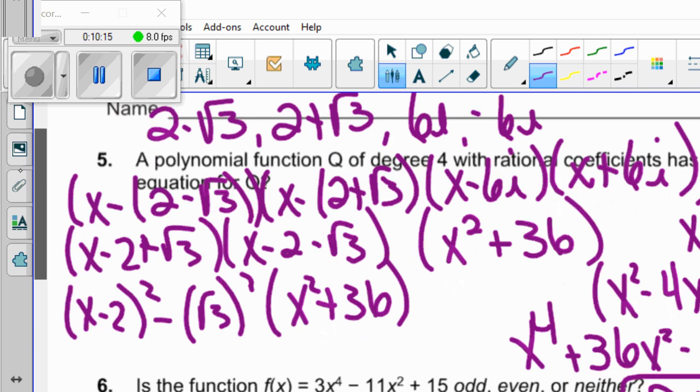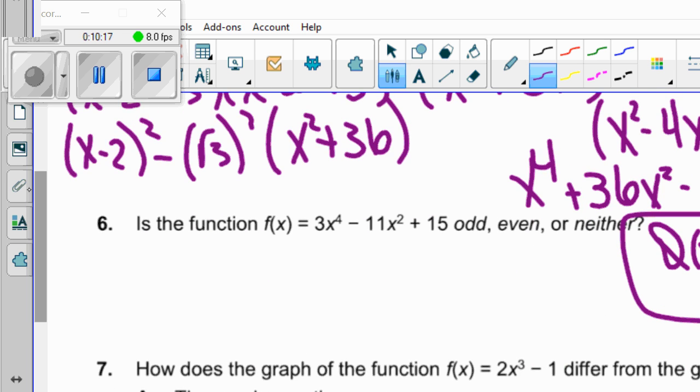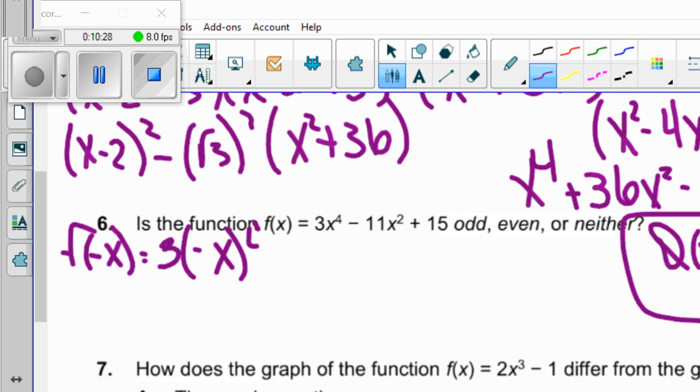Number 6 is the function 3x to the fourth minus 11x squared plus 15. Even, odd, or neither, without graphing it? So I put f of negative x in, right? I replace all of my x's with negatives. So 3 times negative x to the fourth minus 11 times negative x squared plus 15.